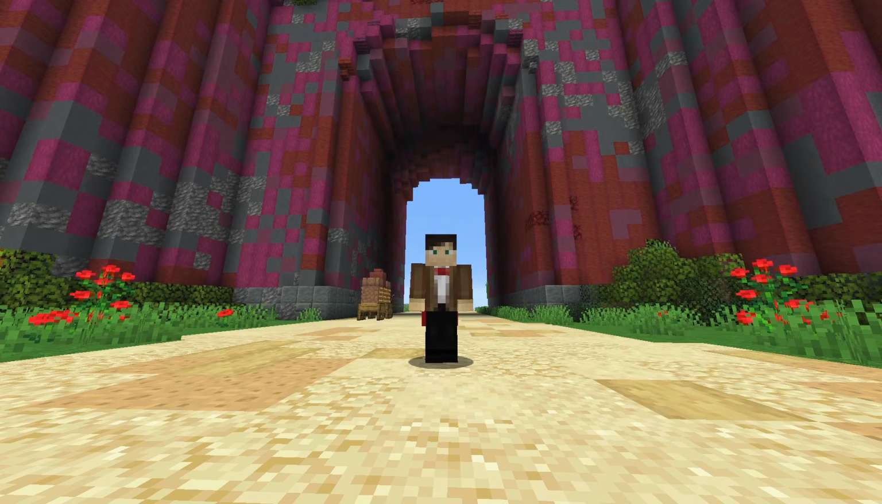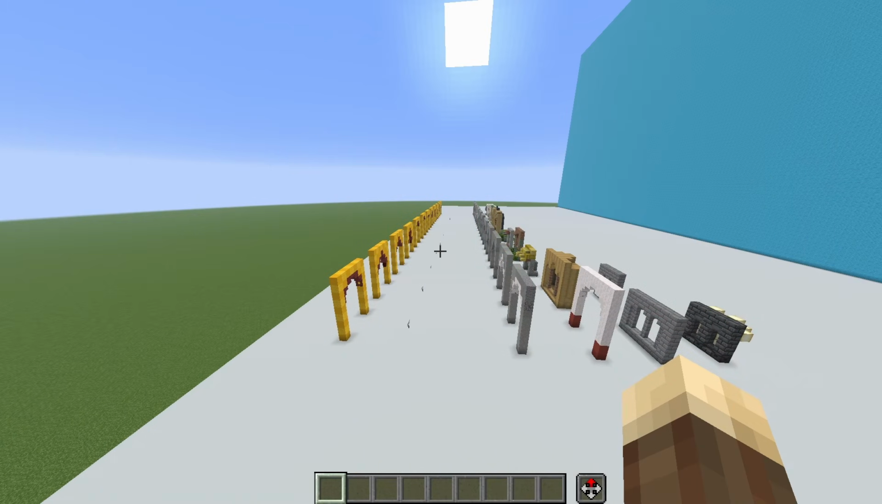When you're about to build something, I want you to consider what type of arch you're using, what it says about the building, and what kind of geometry goes into making that arch in real life. So we're here in my creative world where I have built 12 common styles of arches, along with a few designs to showcase each one and how you can try to use it in a build.